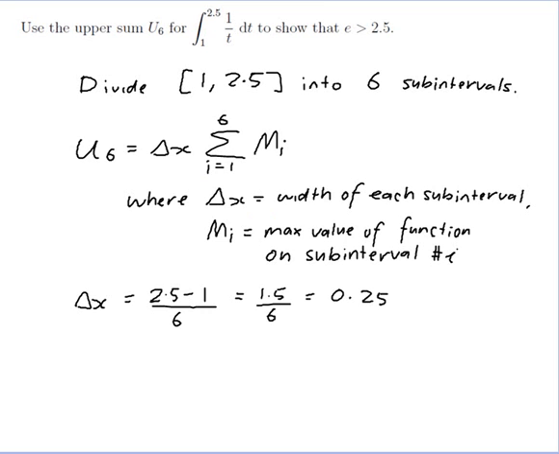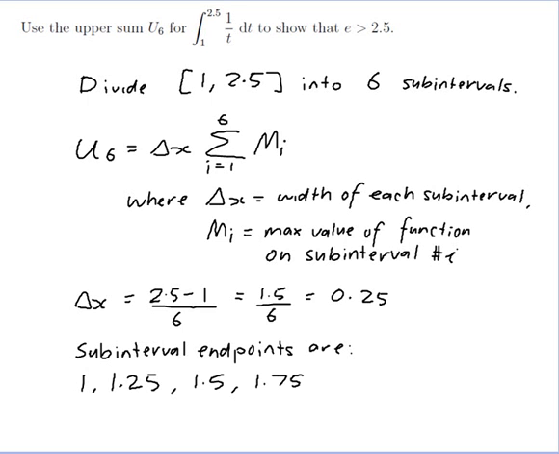Let me just write down all the endpoints of the subintervals. The subinterval endpoints are: the first subinterval starts at 1 and goes to 1 plus delta x, so that would be 1.25. And then I would go another delta x, so that would be 1.5, and then 1.75, and then 2, and then 2.25, and then 2.5. So they're my 6 intervals with 7 endpoints.